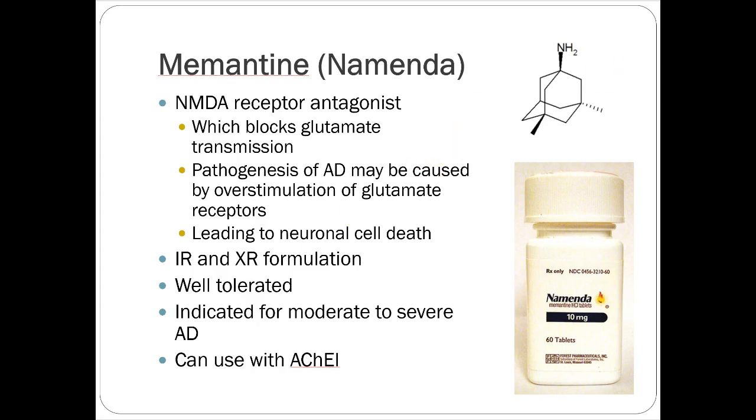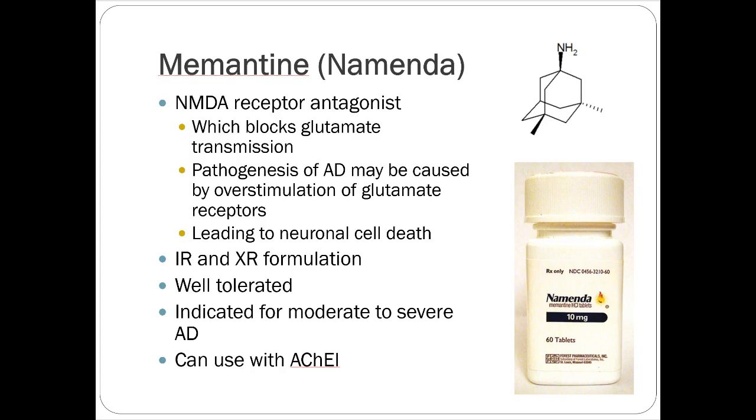The other major drug is called memantine or Namenda. Memantine is an NMDA receptor antagonist, so it's a different mechanism. It blocks glutamate transmission, and pathogenesis of Alzheimer's disease may be caused by overstimulation of glutamate receptors. So that's another theory behind why people get memory impairment, and it ultimately leads to neuronal cell death.